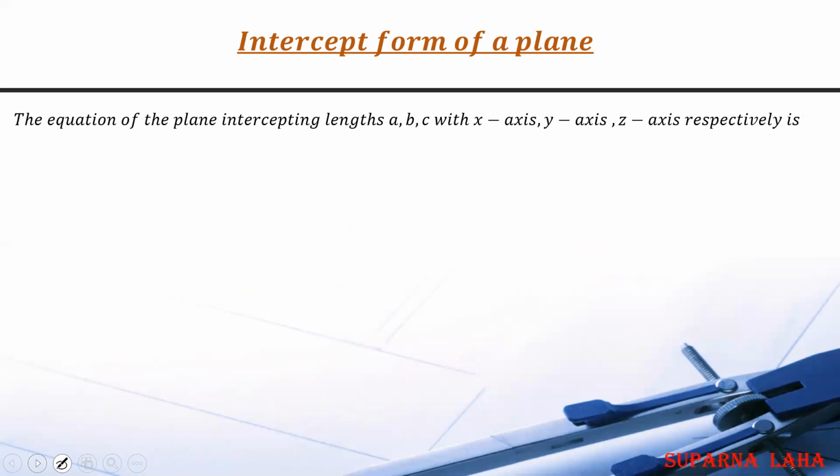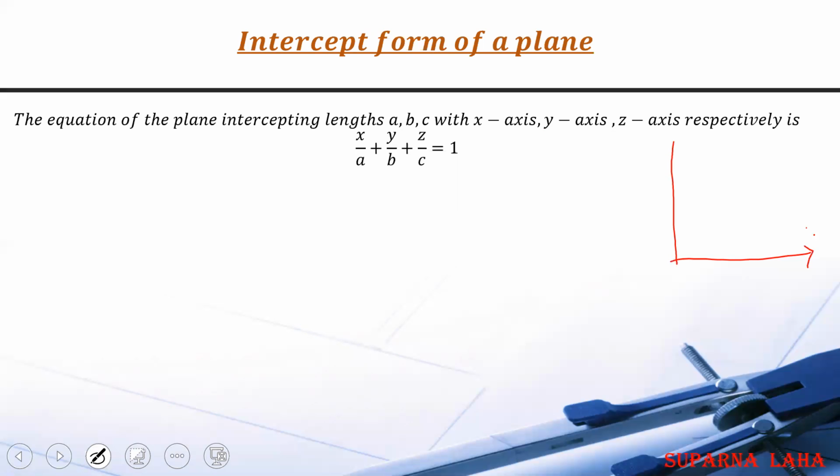So here also, the plane is intercepting the x-axis at a length a, the y-axis at a length b and the z-axis at a length c. Then the equation of the plane is given by x by a plus y by b plus z by c equals 1. Now how can we say this will be the equation in intercept form? So let us take the x-axis, z-axis here and y-axis here. Clear? Taking this length as a.